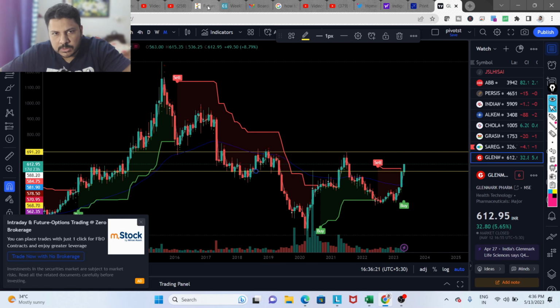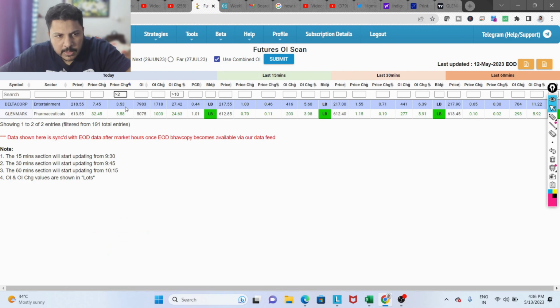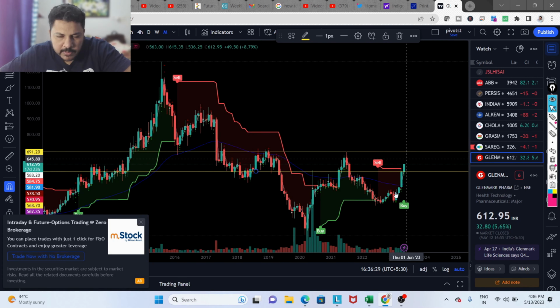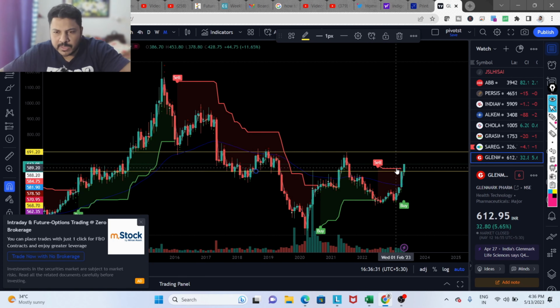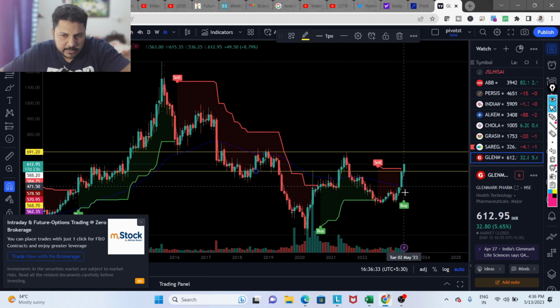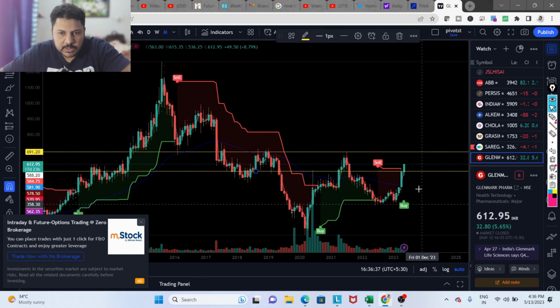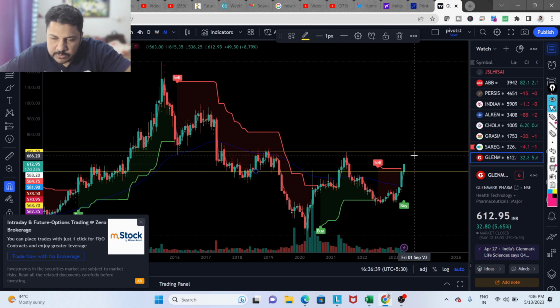So these two stocks, Glenmark and Delta Corp, you can invest 25% in, and wait for these things to confirm entry. Even the OI is saying that, and the way the big candles are forming in here, it shows an entry. So these are good stocks for investment for this week.